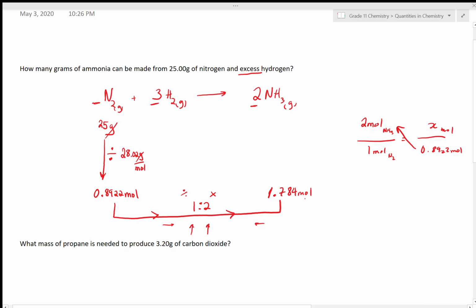Now I have moles of ammonia, but the question asks how many grams of ammonia can be produced. So you guys, again, over the week, have been doing lots and lots of practice of converting moles into mass. And so how do I do that? I take my number of moles and I multiply it by the molar mass. But I can't use the molar mass of nitrogen because it's not nitrogen that I want to find the mass for. It's ammonia.